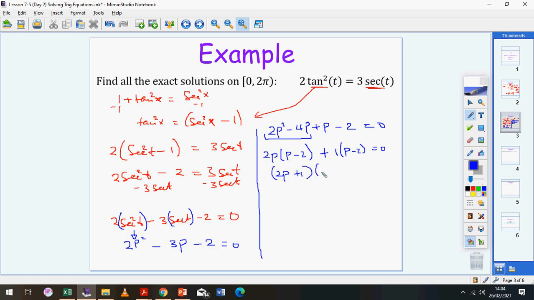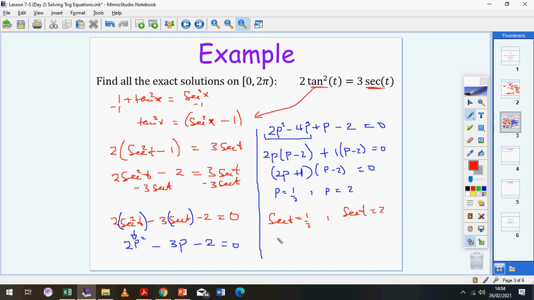So now I hope you can see that either p is equal to negative a half or p is equal to 2. But remember that p was secant. So you know that either secant of t is negative a half or secant of t is 2. If secant of t is negative a half, that means cosine of t is equal to negative 2, right? Because secant is 1 over cosine.